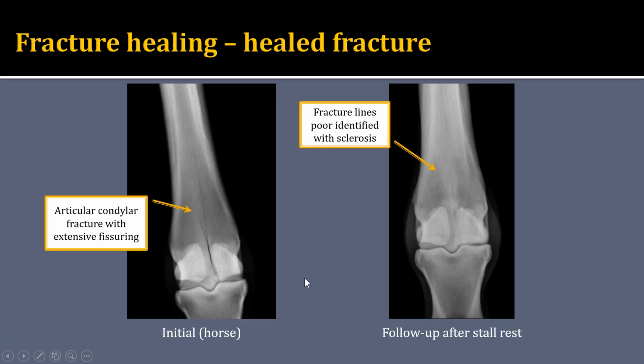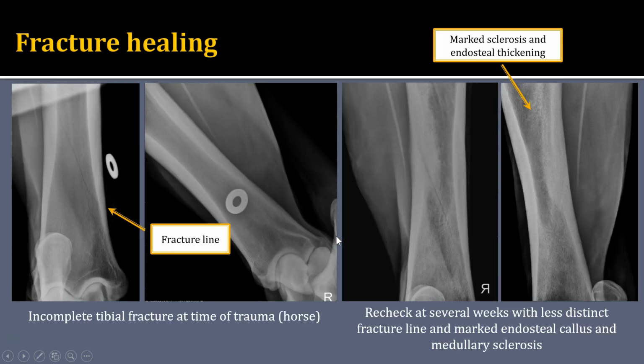Here's an example of a horse that has one of those incomplete fractures of the third metacarpal bone. This patient had quite a bit of fissuring proximally, but it still doesn't extend out the cortices, but it is intra-articular. On the follow-up, which just had stall rest, there is very poor visibility of the fracture lines, but there's quite a bit of sclerosis around those fracture lines. And so that is our mainly endosteal callus formation.